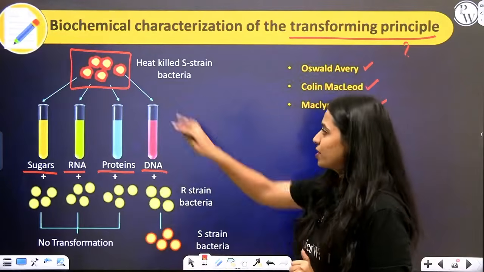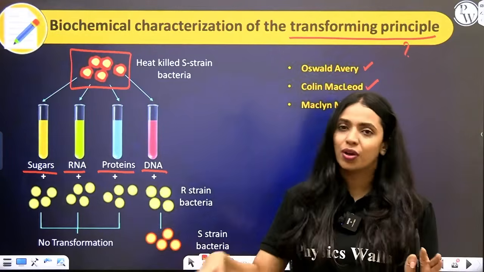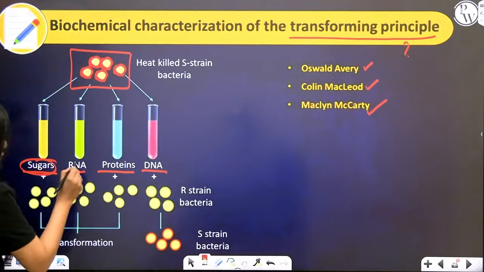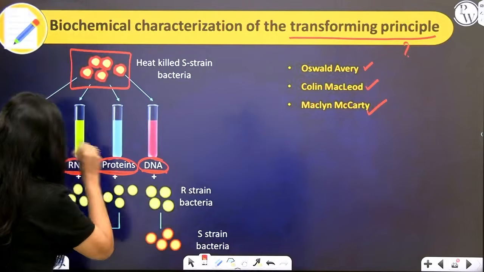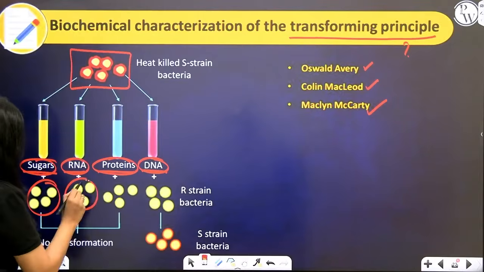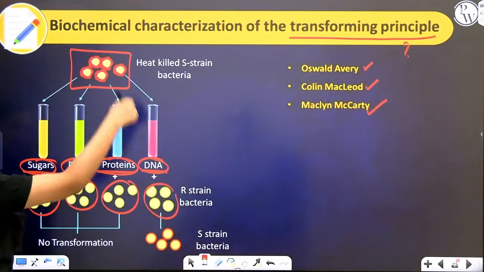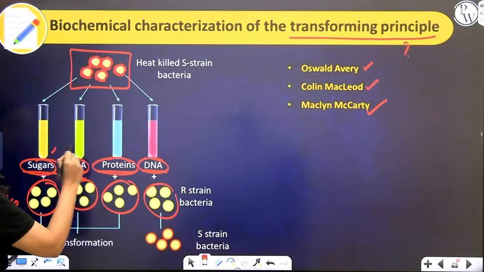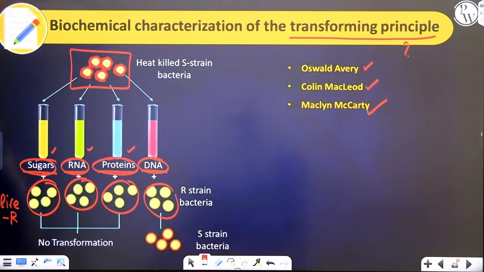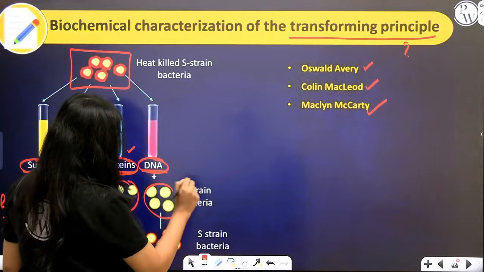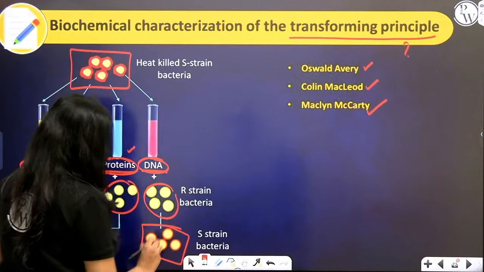Okay. So what they did was they took the heat-killed S strain bacteria, they separated out sugars, proteins, RNA and DNA from them. To these extracts of sugar, RNA, protein and DNA, they added live R strain bacteria. When live R strain bacteria were added to all of these test tube extracts, they did not find transformation in test tubes where sugar, RNA and proteins were there. Wherever DNA was there, in whichever test tube DNA was there, over there they saw transformation of live R strain into live S strain.